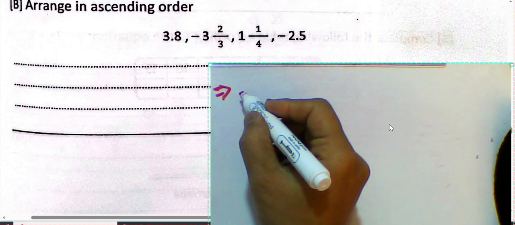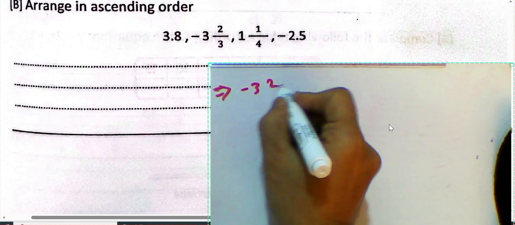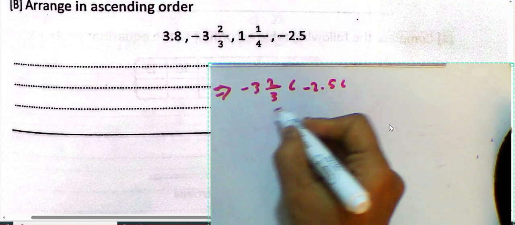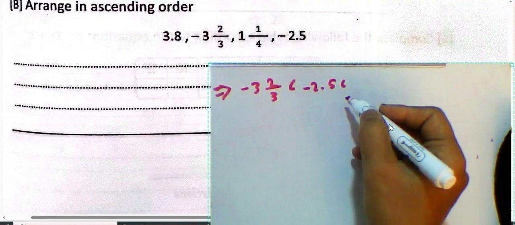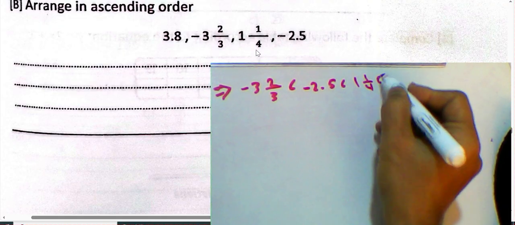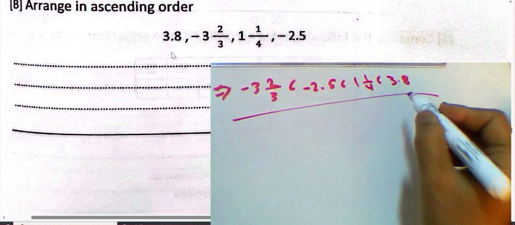We can arrange these numbers from least to greatest, like here. Arrange from least to greatest. -3 and 2/3, the smallest number. And the next number, -2.5. Okay, come from left hand side to right hand side. And then more than that, 1/4. 1/4 is more than that. And then 3.8. This order here is ascending, from smallest to greatest. Next question.